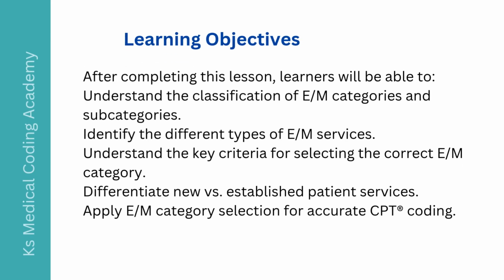After completing this lesson, you will understand how evaluation and management services are organized into different categories and subcategories. You will learn the various types of E/M services and the key criteria used to select the correct category. We will also discuss the difference between new and established patient services and explain how choosing the correct E/M category supports accurate CPT coding and successful CPC exam preparation. By the end of this lesson, you will be able to confidently identify the appropriate E/M service category for different patient encounters.